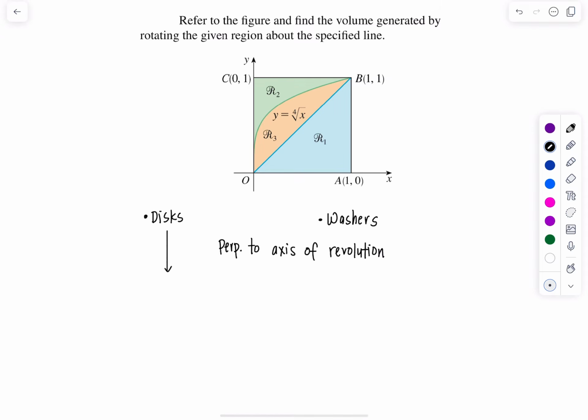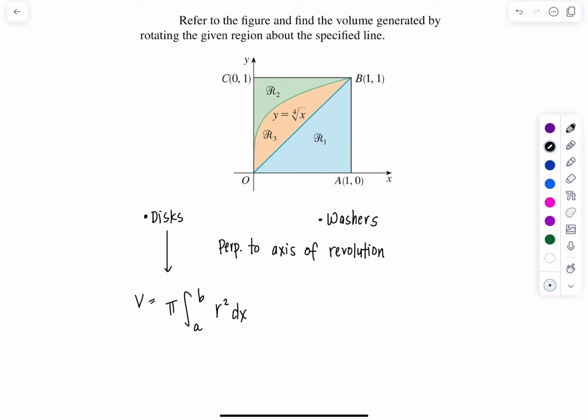So the formula for the disk, the volume, is going to be the integral. I like to put the pi outside. Originally, you see the pi inside, but hey, get it out of your way. From a to b, and then you have radius squared, either dx or dy.